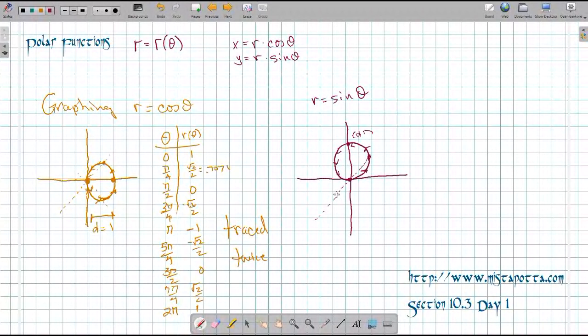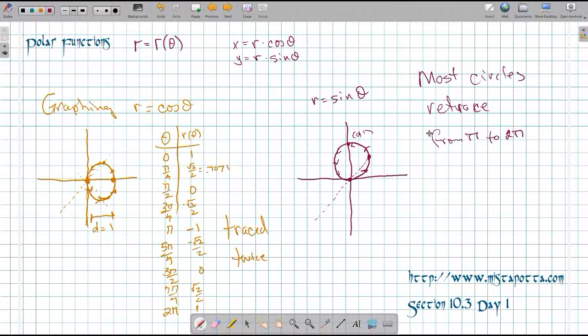And this is something that I actually notice with a lot of polar graphs: most of my circles are going to retrace from pi to 2 pi. They retrace our graphs.